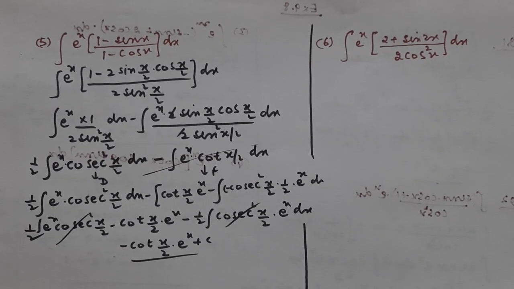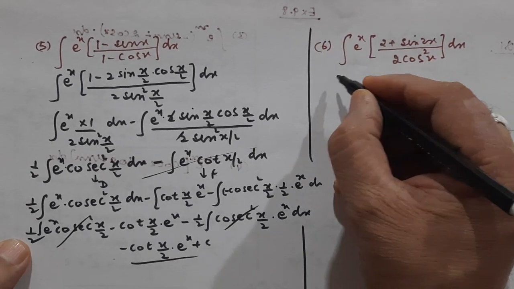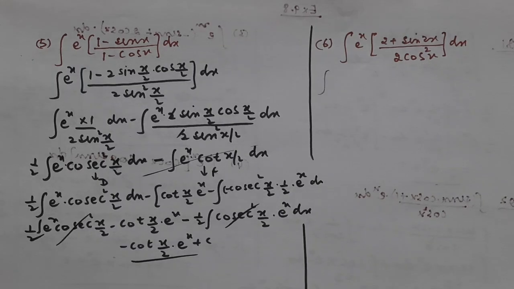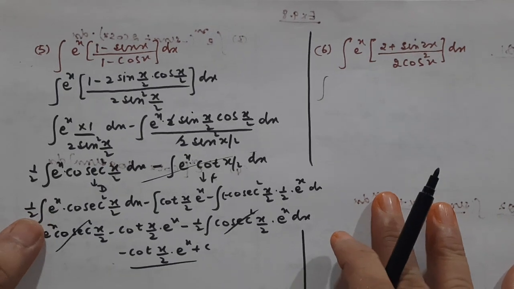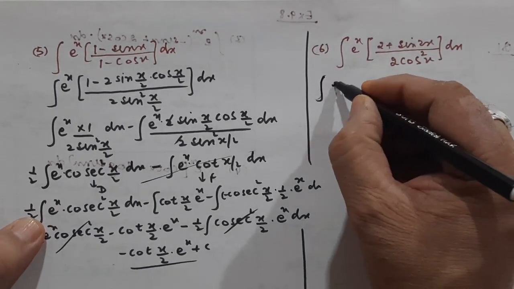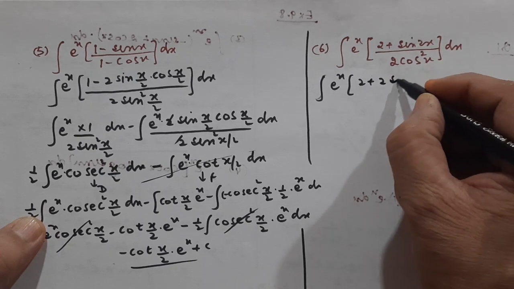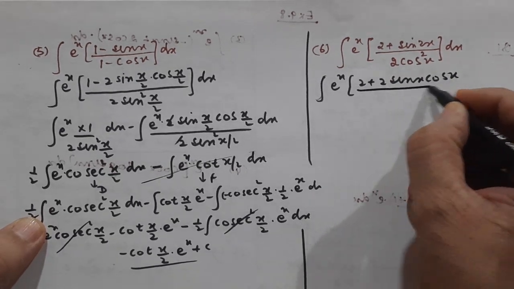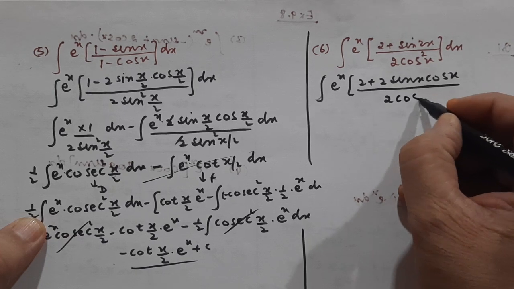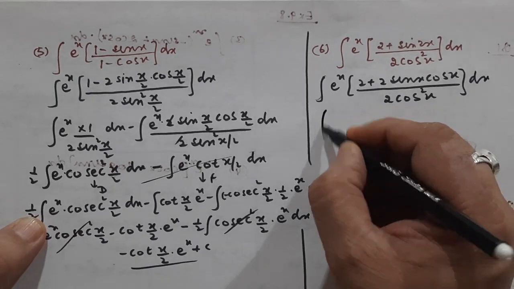Now the sixth question, students. Question number 6. First of all, we can write like this. Sin 2x is 2 sin x cos x, students, writing over here. So we write integral of e power x (2 plus sin 2x) upon 2 cos square x dx, like this. So what we get?